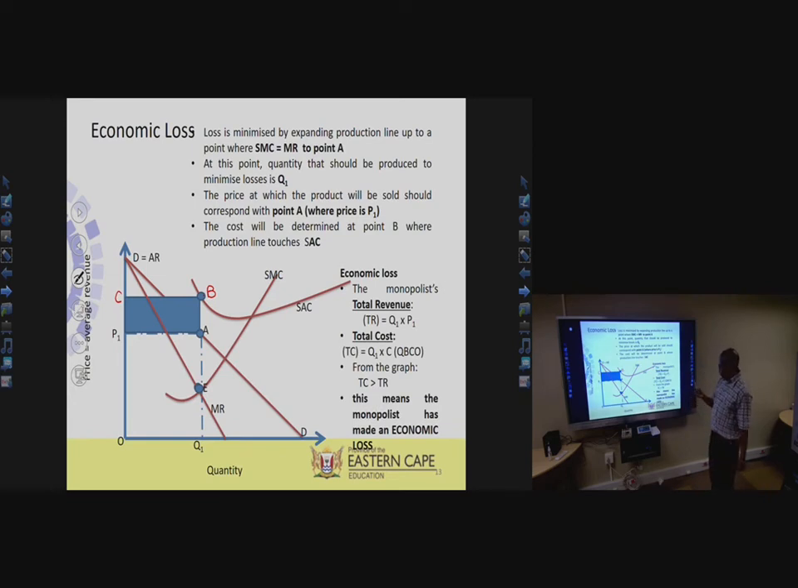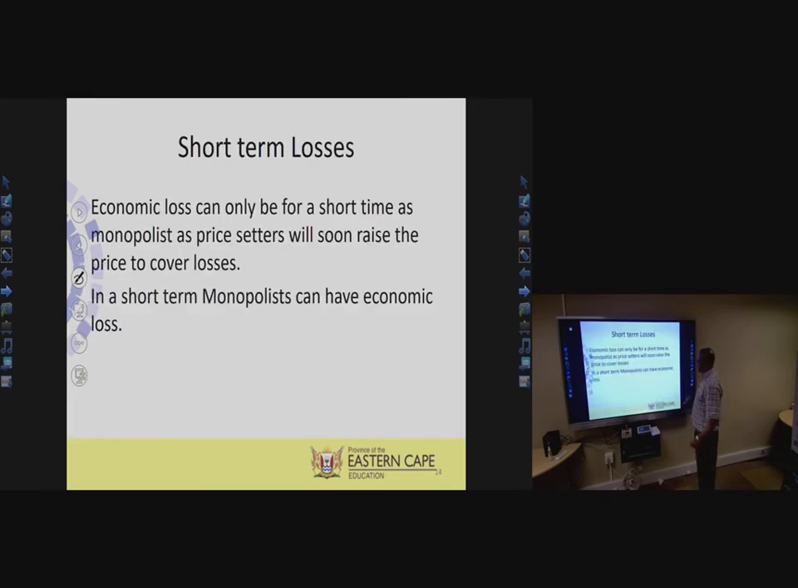Then Q1 times P1, and that will be your total revenue. Unfortunately, it's less than the total cost, which is Q1 times C. And that is the whole area QBCO. But that whole area is more than this area for your revenue. Therefore, total costs are more than your total revenues. Then that means that now the monopolies are operating at a loss.